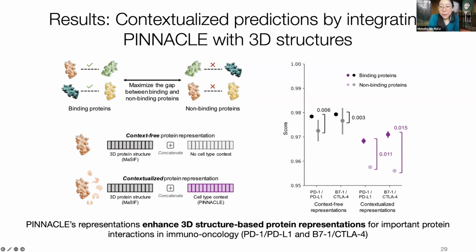So we're essentially averaging out the context. And we calculate their binding scores, which are cosine similarities between a pair of proteins. So on the left here are results from context-free representations, and on the right here are contextualized representations. The black and dark purple dots represent the average score of the binding proteins, and the light gray and light purple dots represent the average score of the non-binding proteins. The important comparison here is the gap between the dark and light colored dots. With the context-free representations, the gap is 0.006 and 0.003. With the context-aware embeddings, the gap increases to 0.011 and 0.015. And yes, the gap here is quite small, but we do find that the differences are statistically significant.